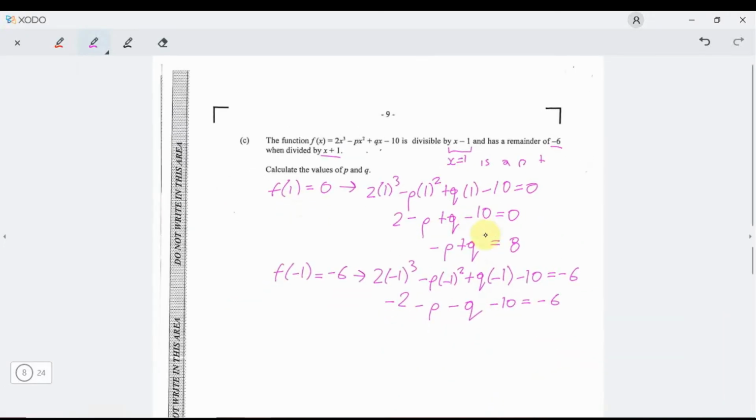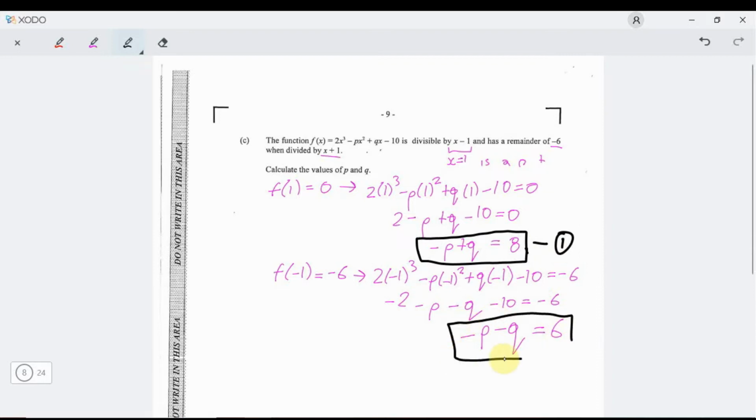From that, we simplify it to get our two equations. Minus p minus q equals, bring it over, -2 minus 10 is -12. -12 when it comes to the other side is +12. 12 minus 6 is 6. So now we have our two equations and our two unknowns. This is equation 1 and this is our equation 2.